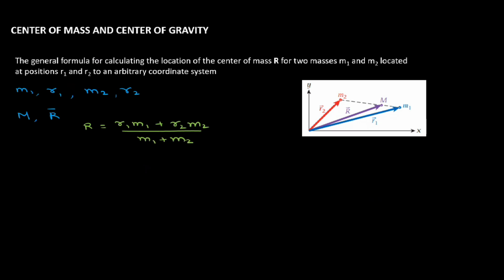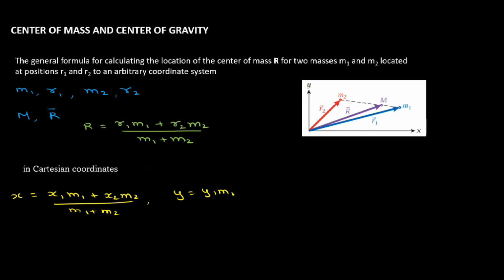So position of center of mass is nothing but the weighted average of the position of the two masses. In Cartesian coordinates, you can write the same expression in terms of x, y, and z. So we write x equals x1 m1 plus x2 m2 over m1 plus m2. For y, it will be y1 m1 plus y2 m2 over m1 plus m2. Similarly, for z, we can write z1 m1 plus z2 m2 over m1 plus m2.